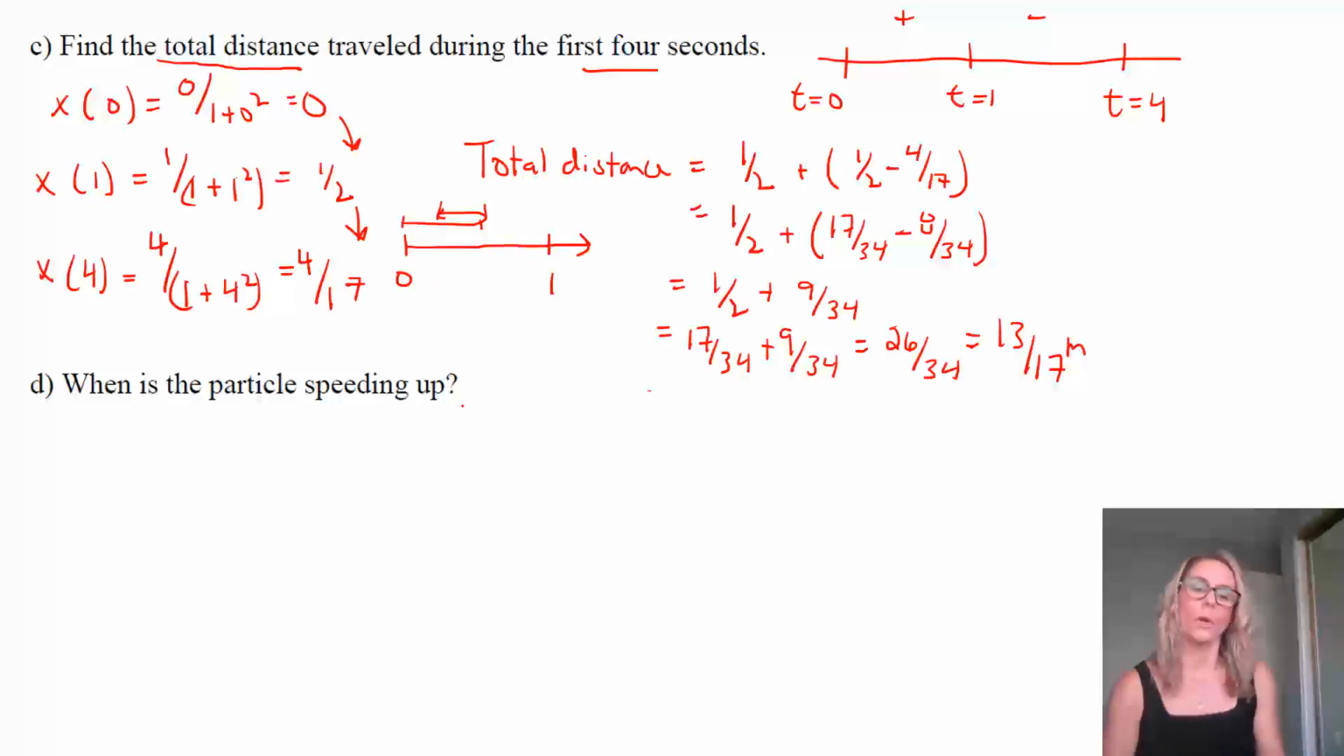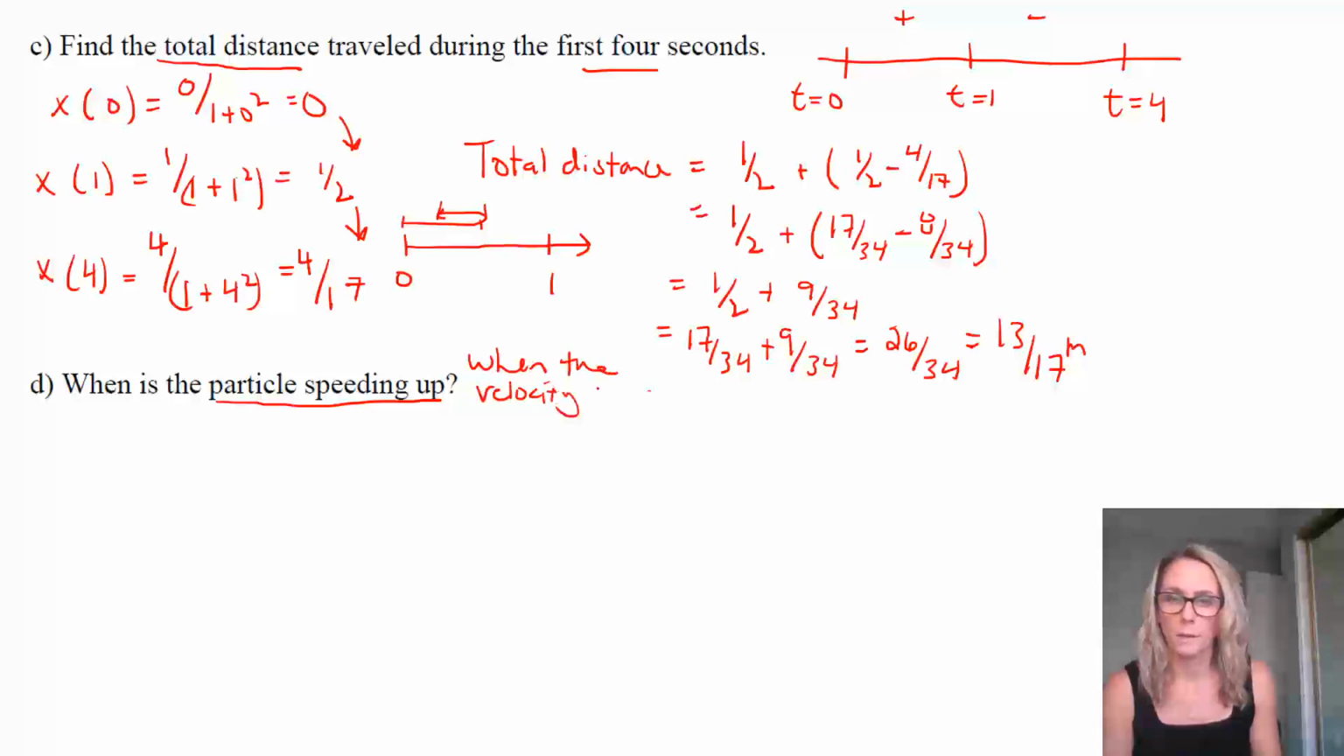Okay, now when is the particle speeding up? This is the last bit of this question. When is the particle speeding up? Okay, so this is a key thing to understand. The particle is speeding up when the velocity and acceleration are the same sign. Okay, speeding up.